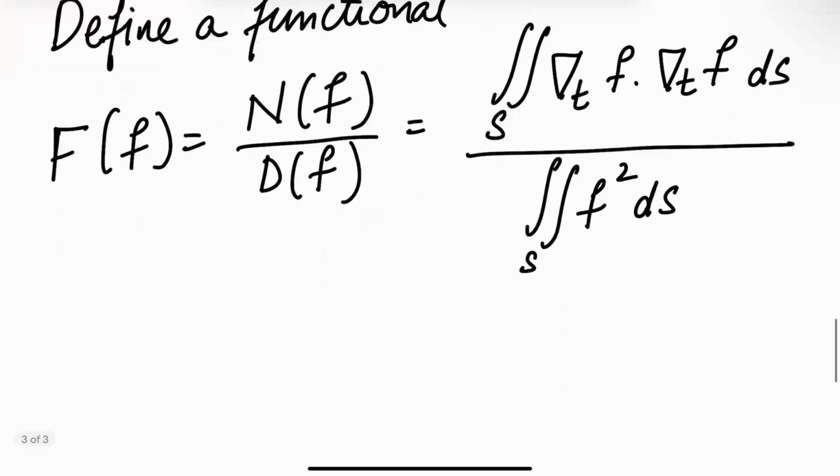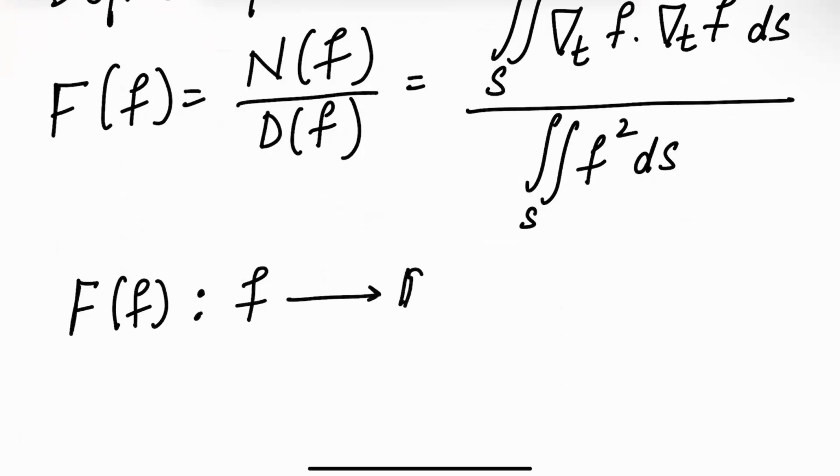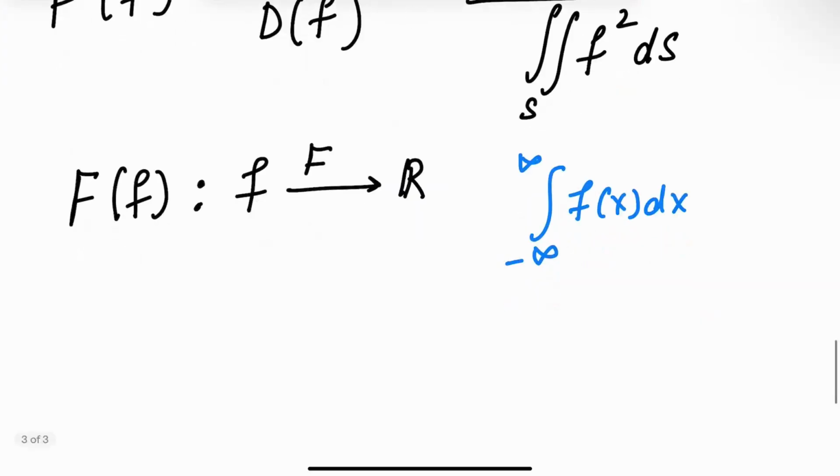So what exactly is a functional? A functional F of f is a mapping between a function and a real number. Essentially, it takes a function as an input and gives you a real number as an output. There are many functionals you can define, and you're pretty familiar with this. The integral from minus infinity to infinity of f of x dx is a functional. So definite integrals are basically functionals.